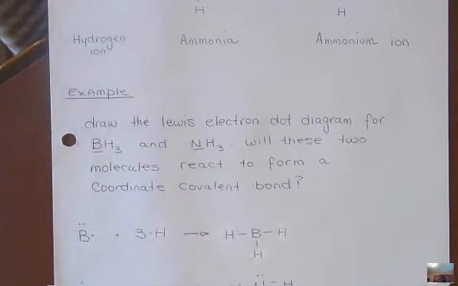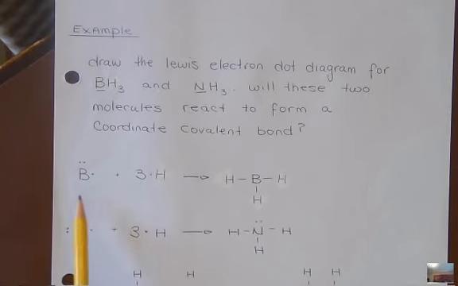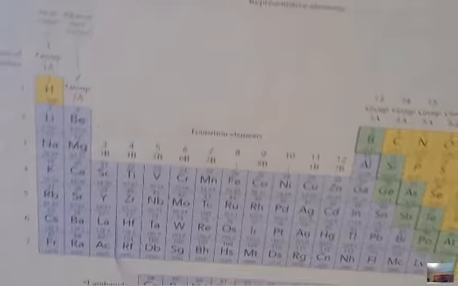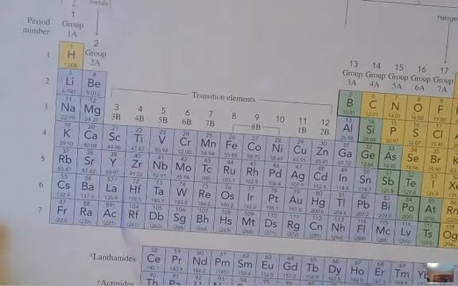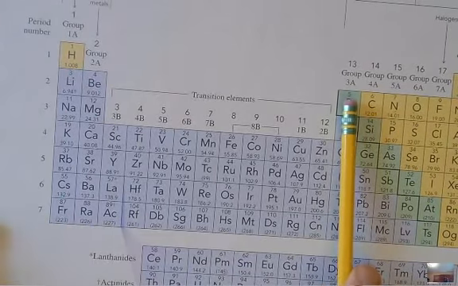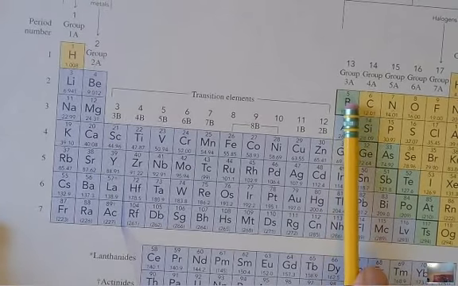Very cool. Okay, last example. Draw the Lewis electron diagram for BH3 and NH3. Will these 2 molecules react to form a coordinate covalent bond? Okay, so let's put together boron and hydrogen in BH3. We know hydrogen has 1 valence electron. We know boron has 3. Why? It is in the 3rd group of the periodic table when I skip the transition elements. Of boron's total of 5 electrons, only 3 of them can participate in bonding. The other 2 are held very closely in the nucleus.